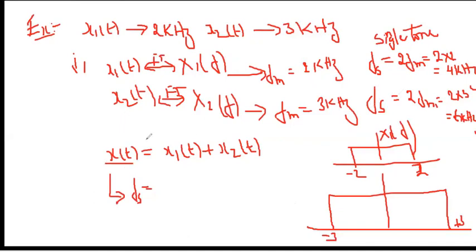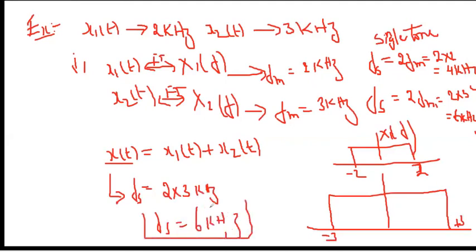And for x of t, x1 of t plus x2 of t, the sampling frequency is equal to 2 times the maximum of fm, which is 2 kilohertz and 3 kilohertz. So we take 3 kilohertz, and fs is equal to 6 kilohertz, the maximum frequency among the individual signals. That is for x of t, when the two signals x1 of t and x2 of t are combined. Okay, my dear students, that is the sampling frequency fs.